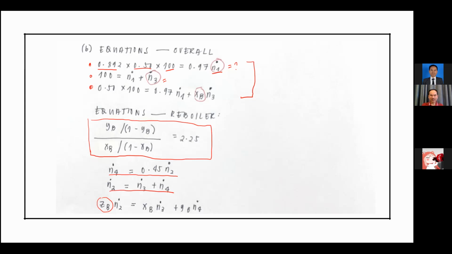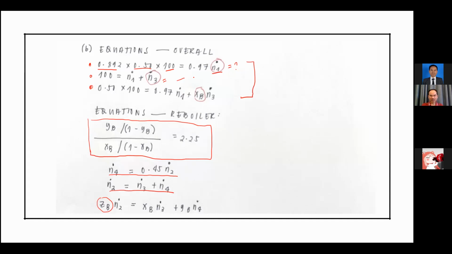Okay. And the second equation, what kind of balance is this? Again, equation 2: 100 equal to N1 plus N3. What type of balance is this? The overall balance, then most of it to make the overall balance.